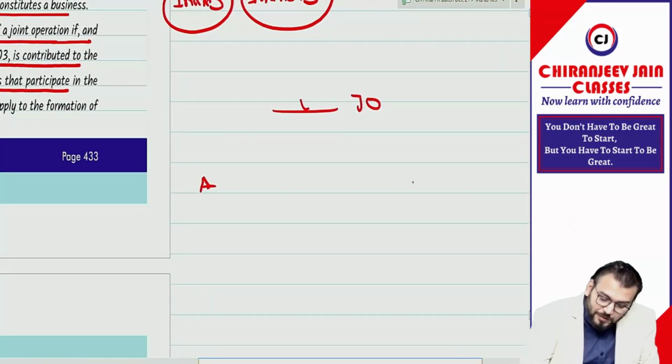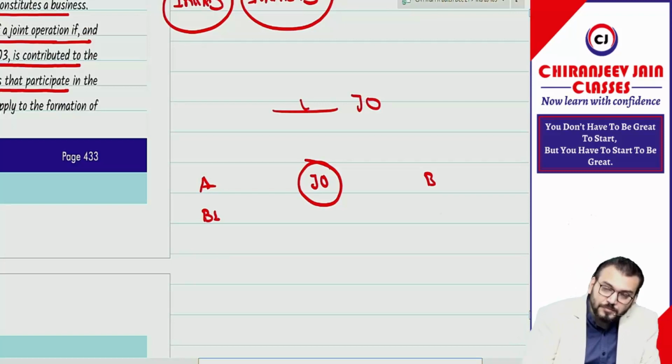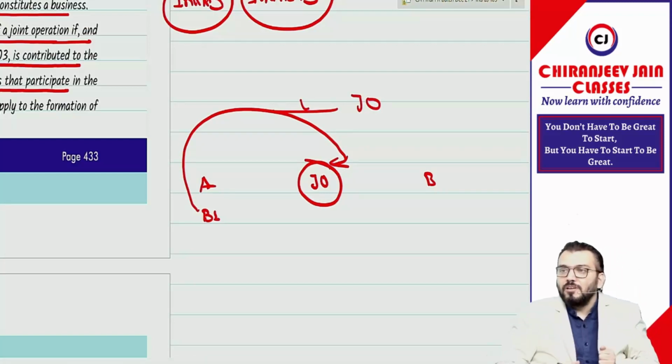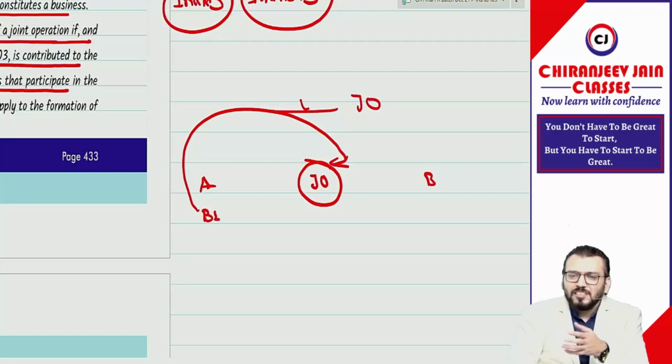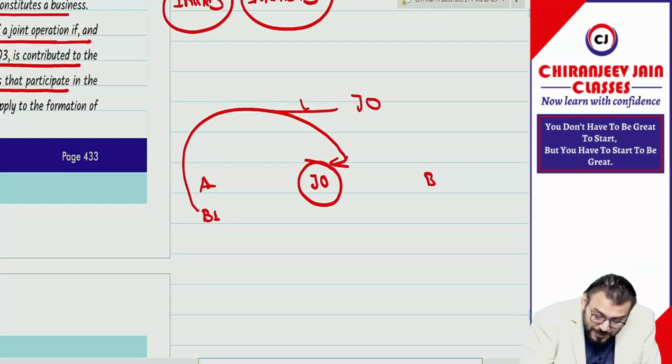Take A and B. They form a joint operation. Correct? And suppose there was a business one, and this business one was transferred here. Suppose I was doing only the CA Foundation business, but I was not able to manage that because I was busy in CA Final. I will say, come together, join together, we'll work together and manage CA Foundation. I will teach accounts, you teach maths, and we'll jointly manage it. Quite possible, no? Initially it was my business, but now it has been transferred to a joint operation.